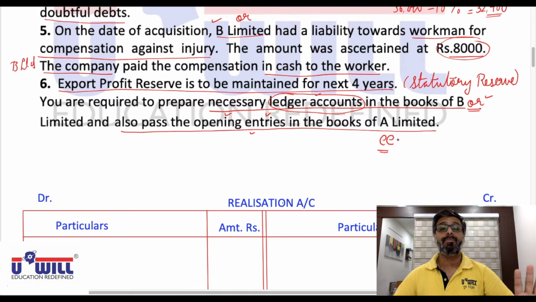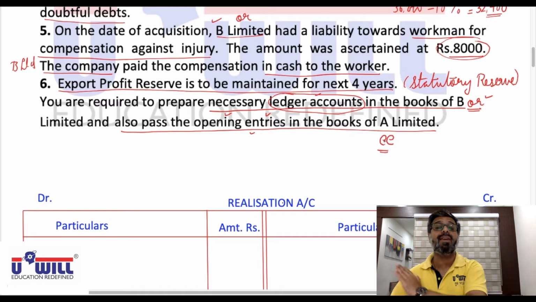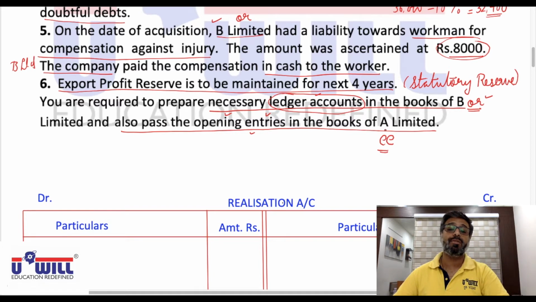You cannot prepare it. You cannot make the balance sheet of A Limited because for that purpose, A Limited is an existing company, so its existing balance sheet should be given. Then only can you make the balance sheet of A Limited. So two things are asked here, okay?